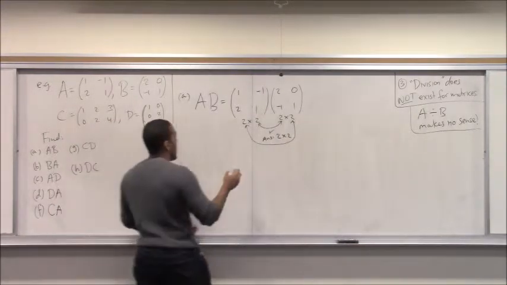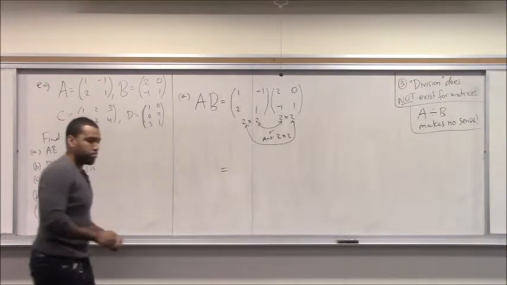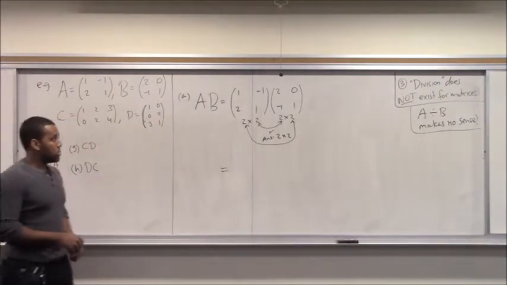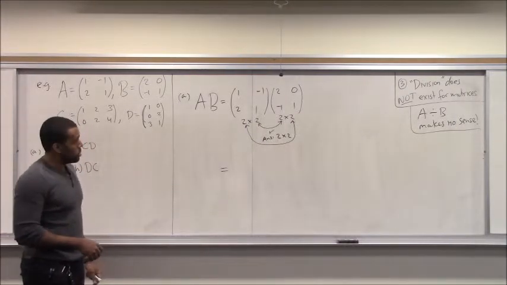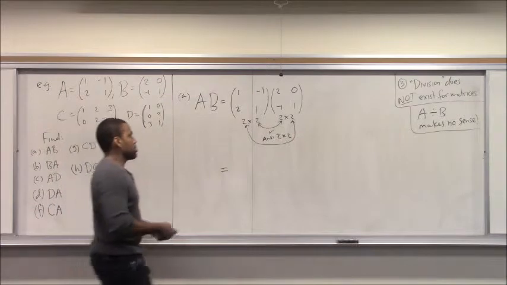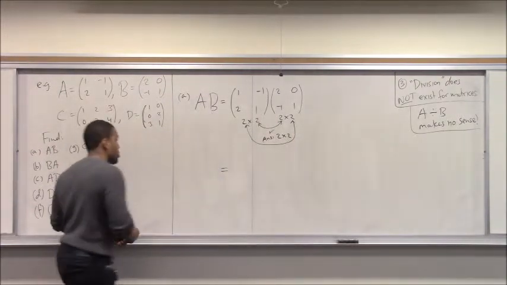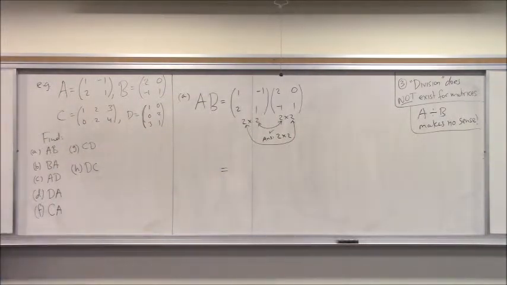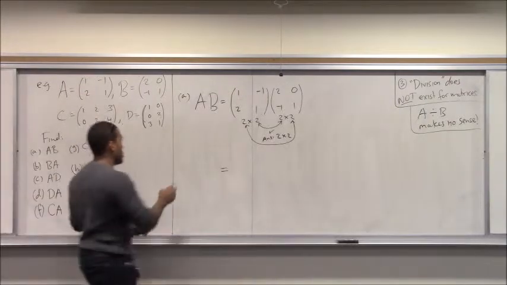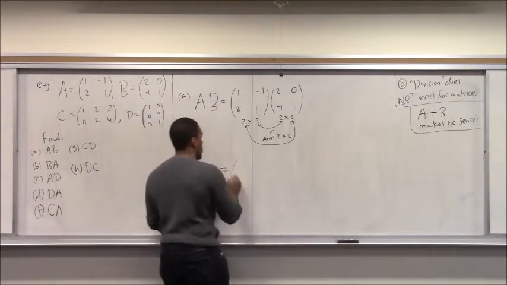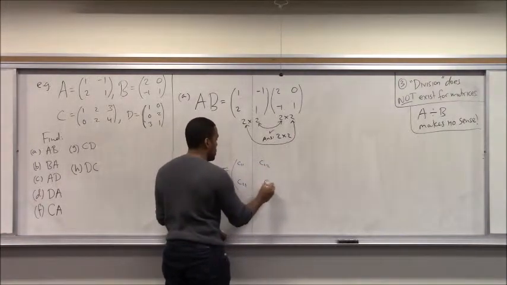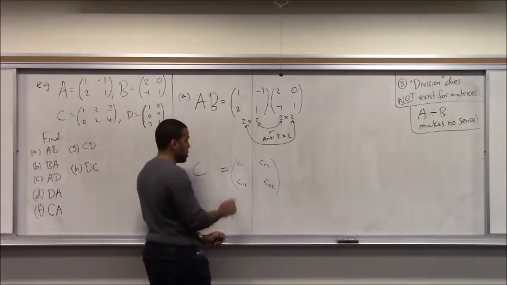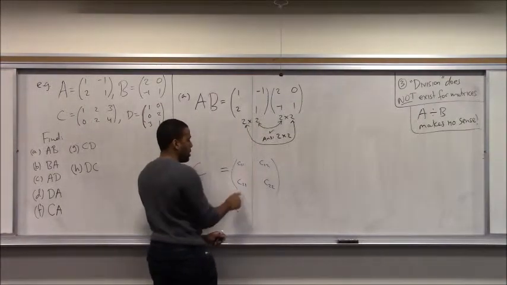Now, how do you actually go about multiplying? You go by row times column, like what I showed you a little bit earlier. You know the answer is going to be C. Let me just write this up. We can write it as C11, C12, C21, C22. Those are the positions: first row, first column; first row, second column; second row, first column; second row, second column.